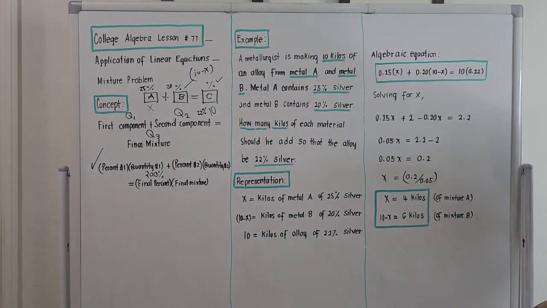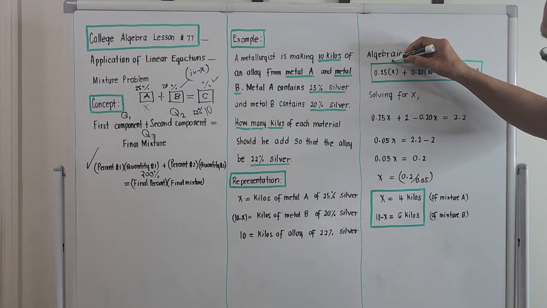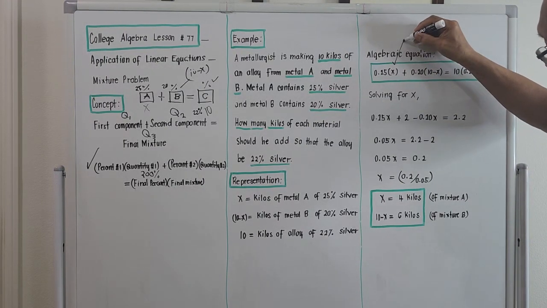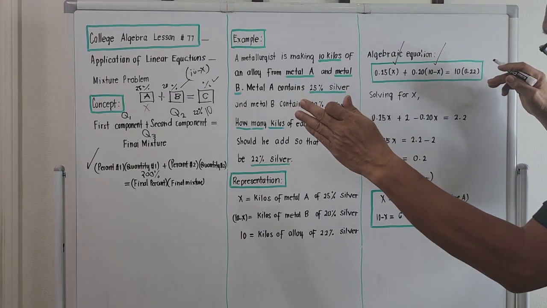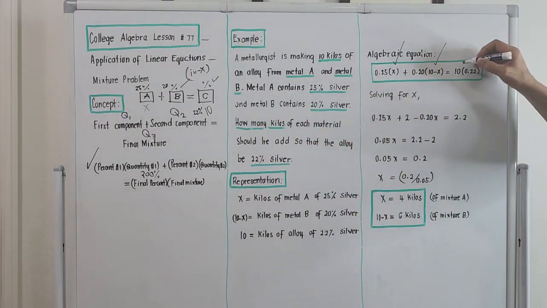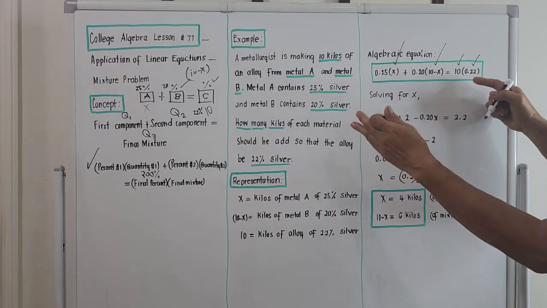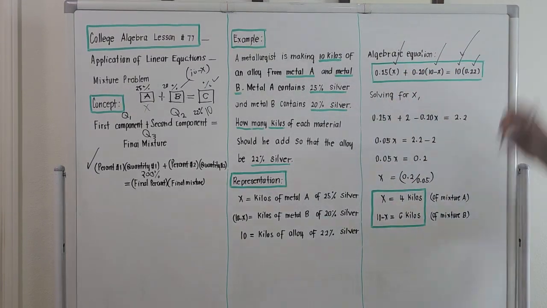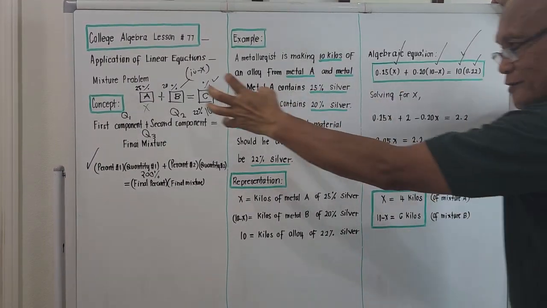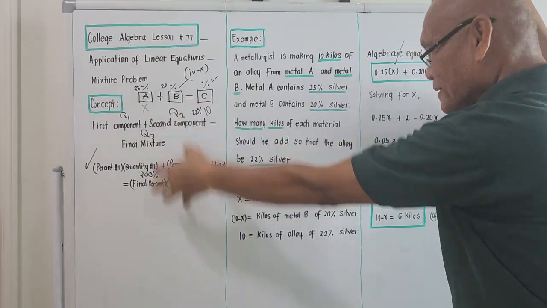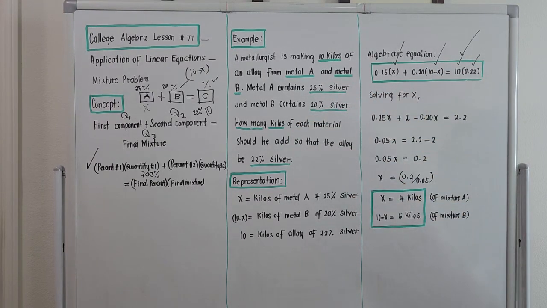Formulating now the algebraic equation, this is mixture A, this is mixture B. If we add them up, the metallurgist wanted the outcome quantity to be 10 kilos and the concentration is 22%. So our algebraic equation is actually this one already. We got it. It's easy to do this because we base it on this diagram and this concept here. So the only unknown now is X. It is a linear equation in one unknown.